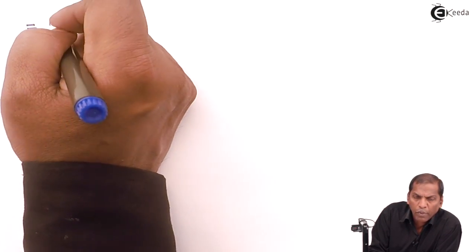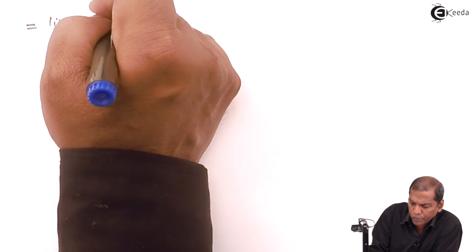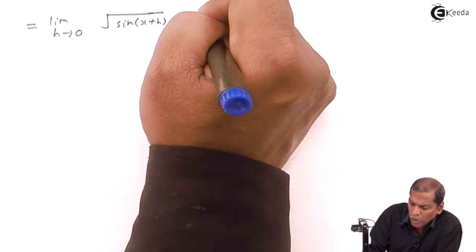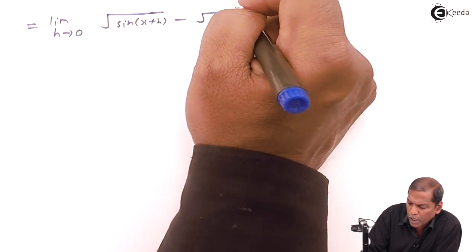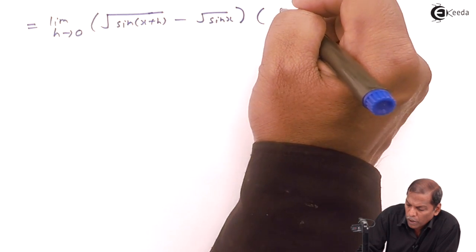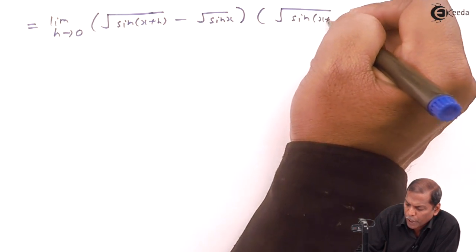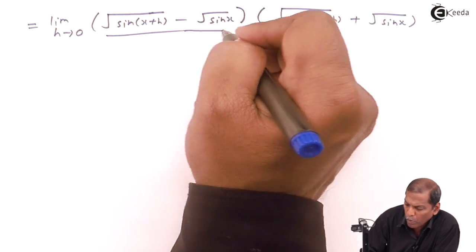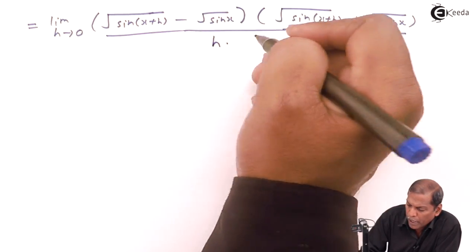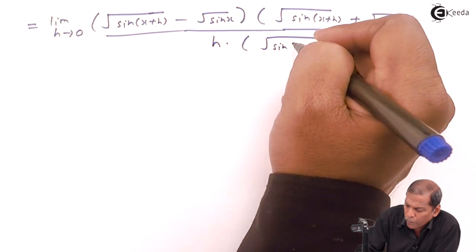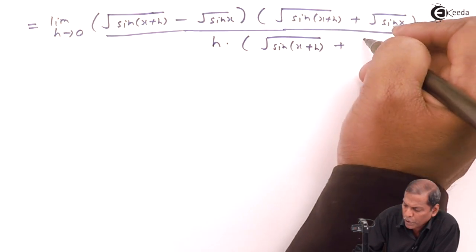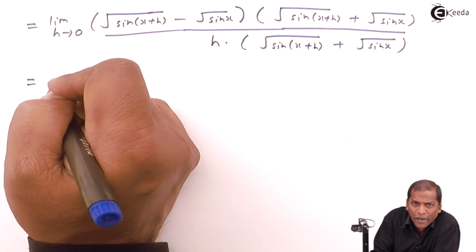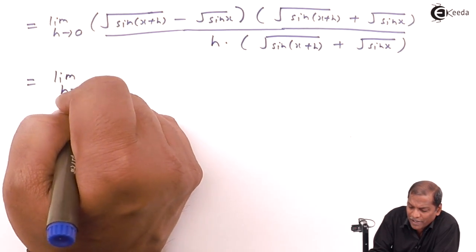the next step will be limit h tends to 0 of [square root of sin(x plus h) minus square root of sin x], that is in one bracket, next bracket [square root of sin(x plus h) plus square root of sin x], whole thing divided by h into [square root of sin(x plus h) plus square root of sin x]. So that equals limit h tends to 0.